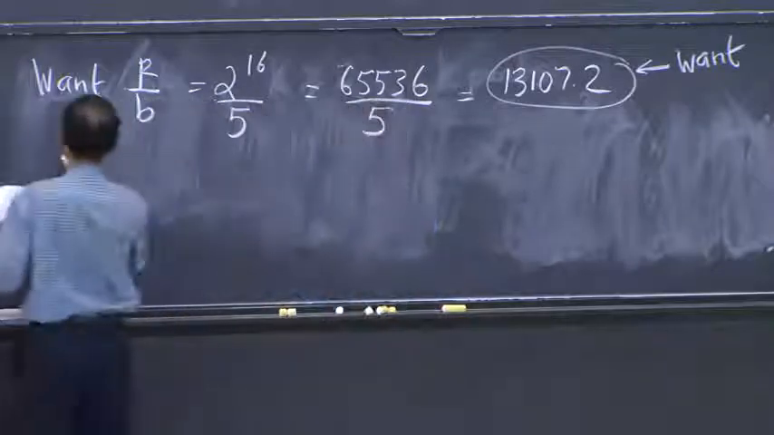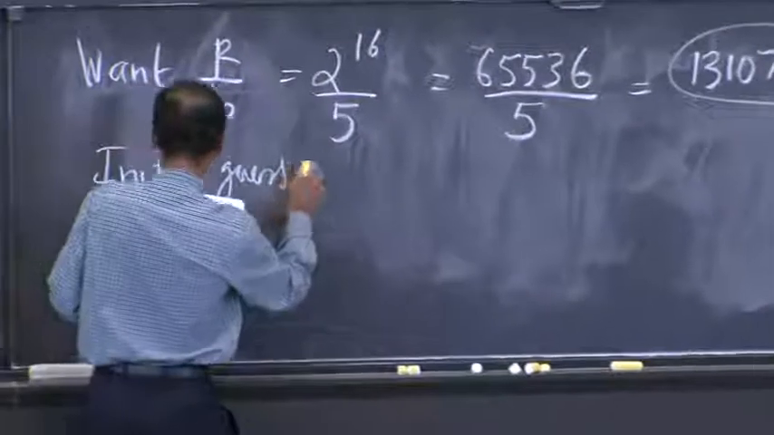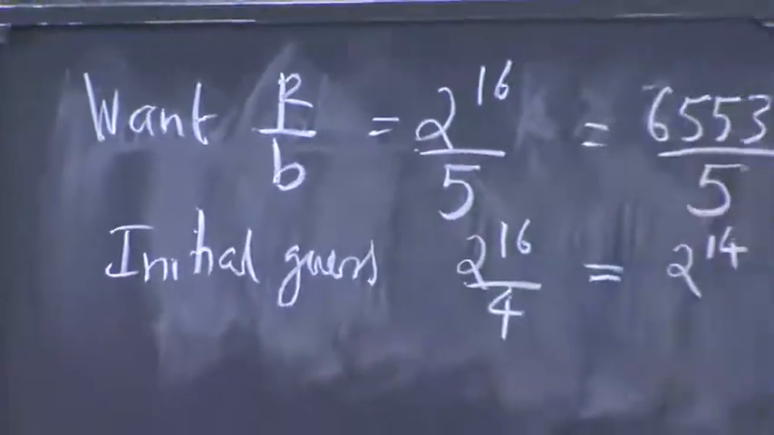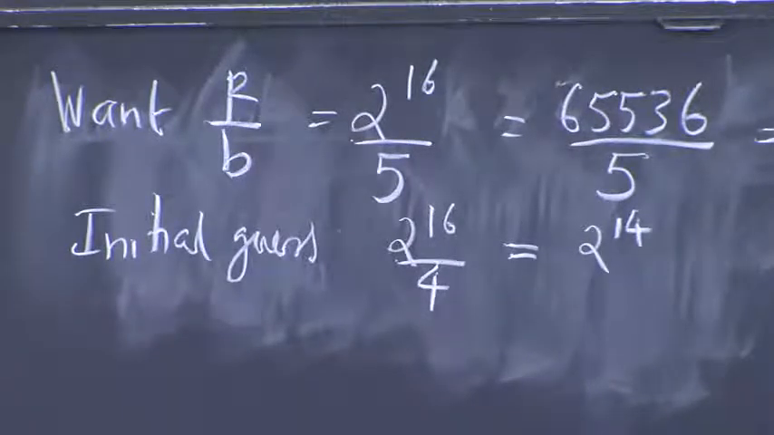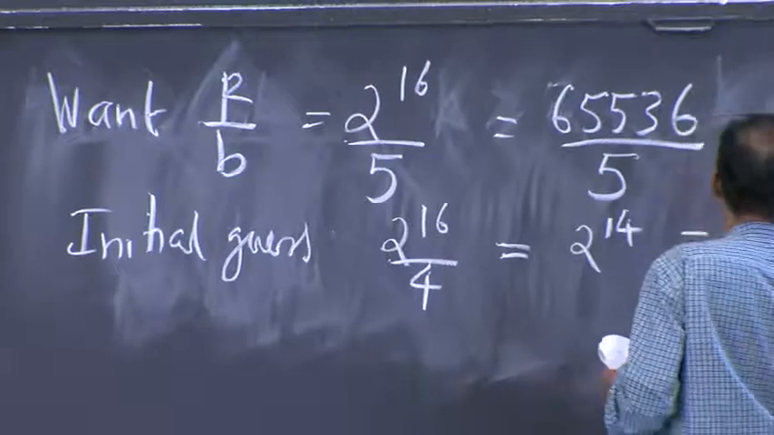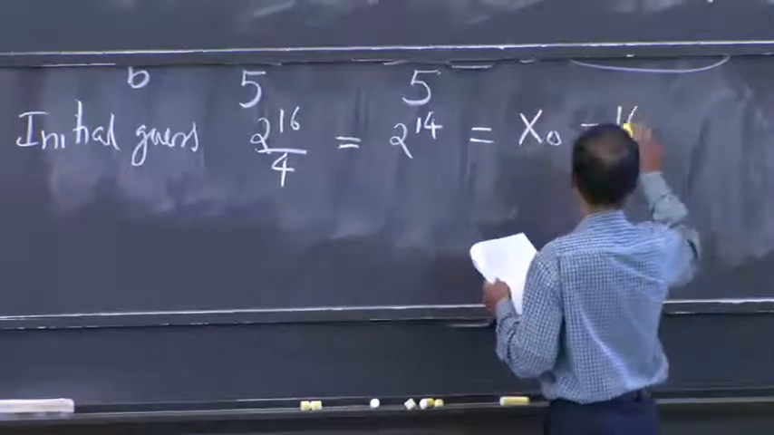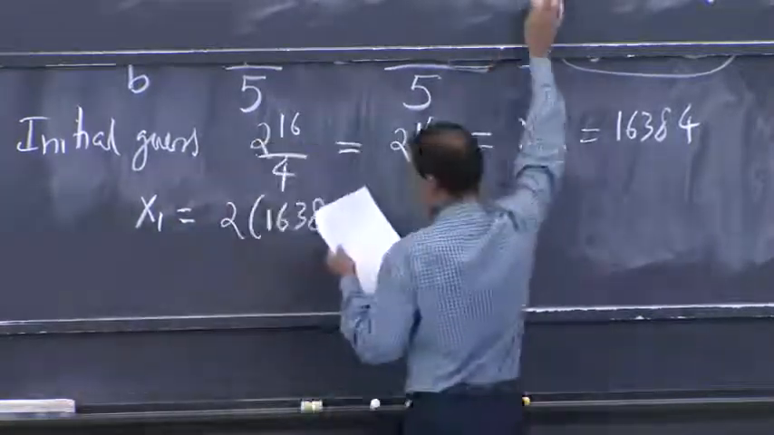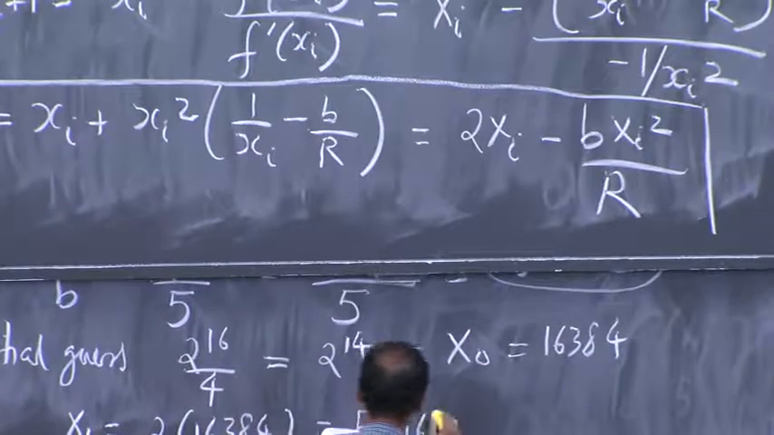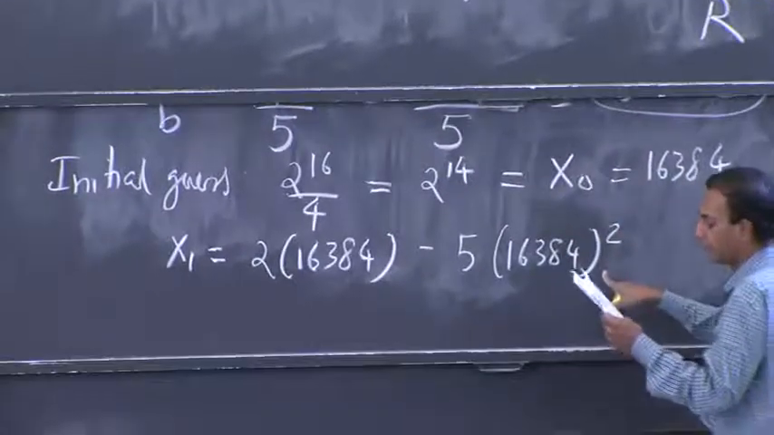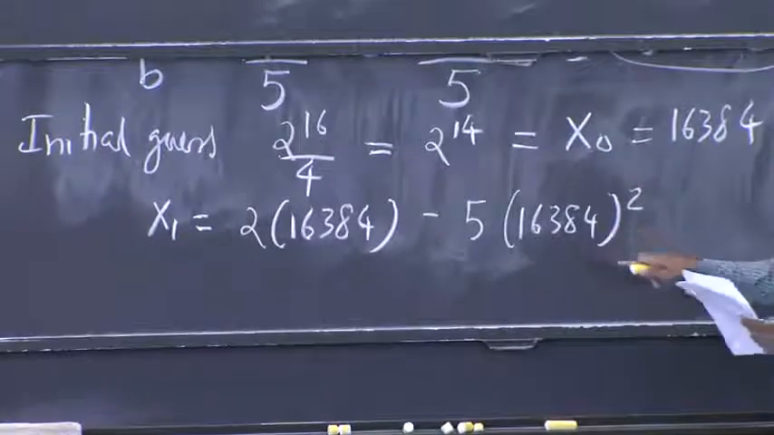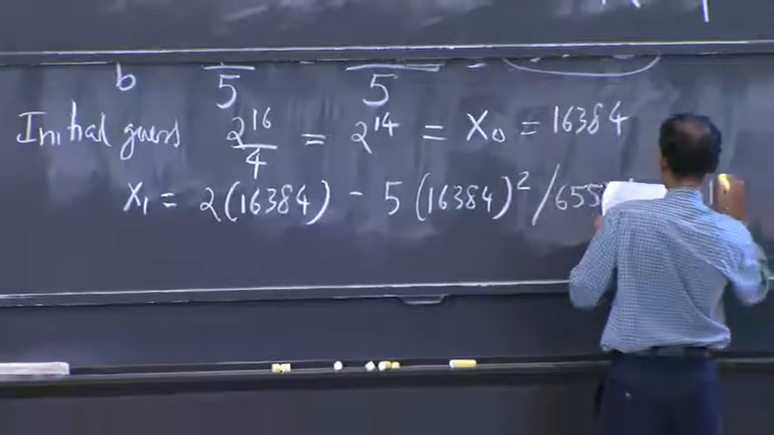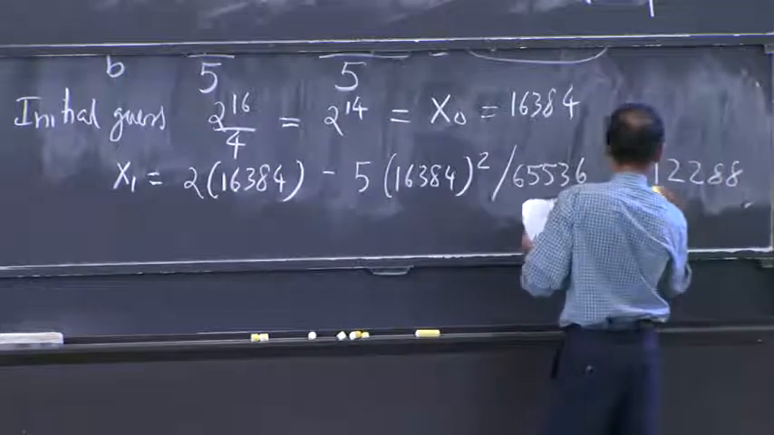And our initial guess, let's say we try 2 raised to 16 divided by 4, because we know how to divide by a power of 2, and so that's 2 raised to 14, and that's our initial guess. So think of that as being x0, and that is 16384. X1 is going to be 2 times 16384, minus 5 times 16384 squared, divided by 65536. So now you're starting to square a fairly big number, and obviously if you started with an even bigger r, this would be a large number. And this is 12288. So you really have like 1 digit of precision there.